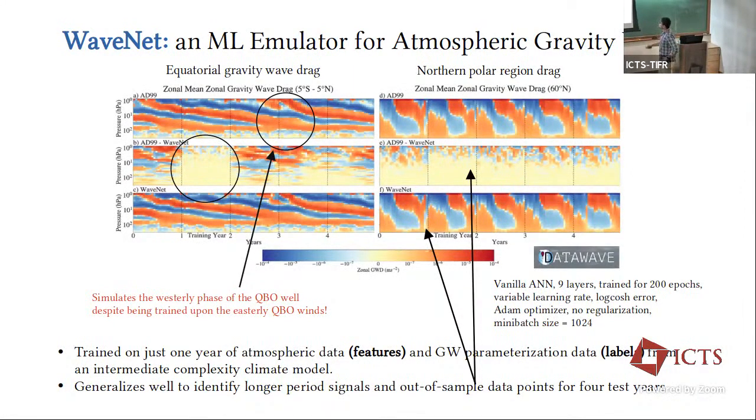Another remarkable thing about WaveNet is that it was only trained on 1 year of data. So that's 12 months, and the QBO has a period of 28 months, right? So it was roughly trained on only one cycle of the QBO, either the easterly or westerly phase, I don't remember which. And even after that, it generalizes to other phases of the QBO pretty well, right? You get these oscillating patterns with a period of roughly 28 months. So that's pretty amazing. And it provides a proof of concept that climate models can actually use data-driven parameterizations when trained well.